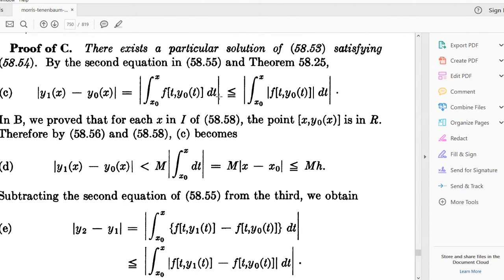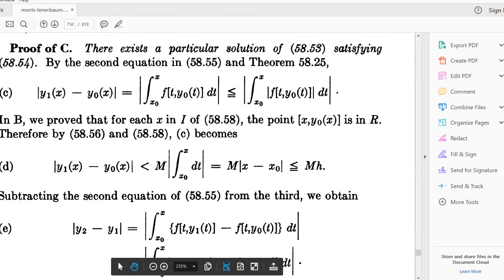They say by the second equation and by a certain theorem, we can write this inequality. Is it worth writing that down? Probably not with 3 minutes. When I did it last time, here's what I did. Yeah, we're not going to write any more down, guys. We'll just kind of watch.